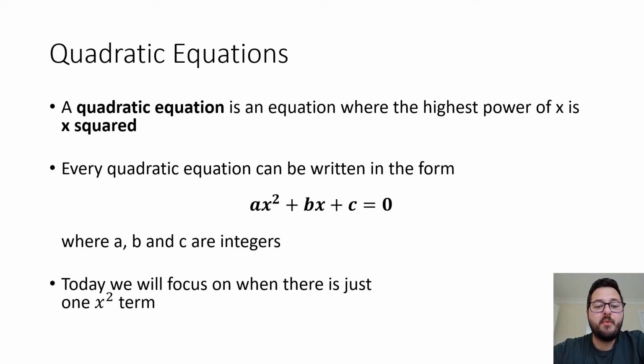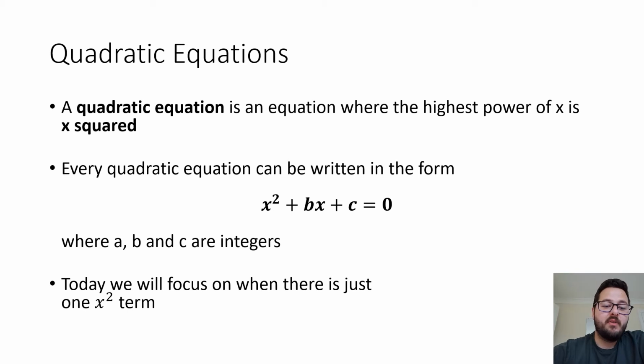Today we will focus on when there is just one x squared term. So we're going to imagine that this a isn't there and we've just got one x squared like that.